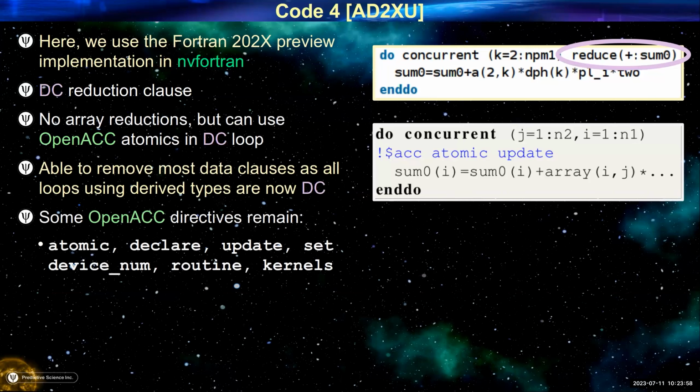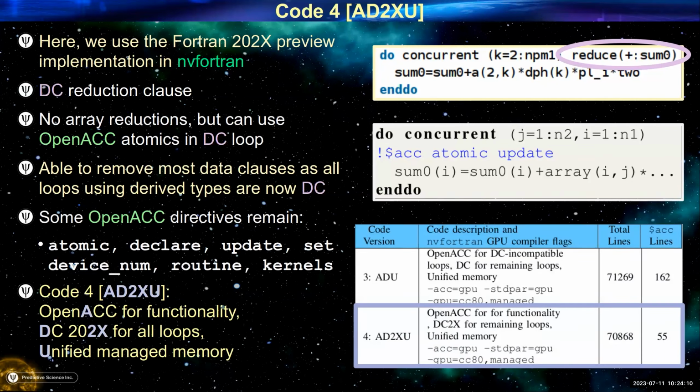And this allows us to remove most of the data clauses, including the derived type stuff. There are a few directives remaining. I list them here. We won't get into the details. But then this one now, we only have 55 directives in the entire code of 70,000 lines. Okay. So, but we want 0, right? The idea is like, how far can we push this and really just have pure Fortran with no OpenACC?